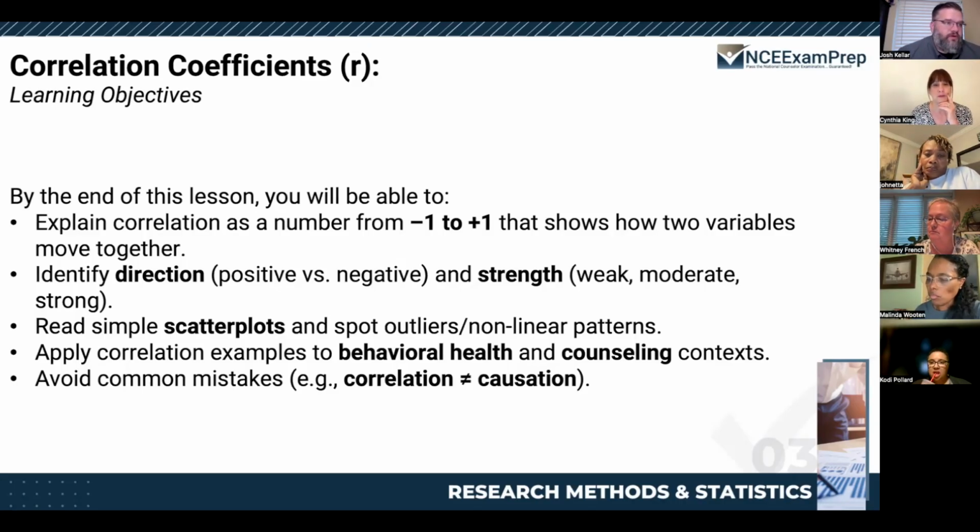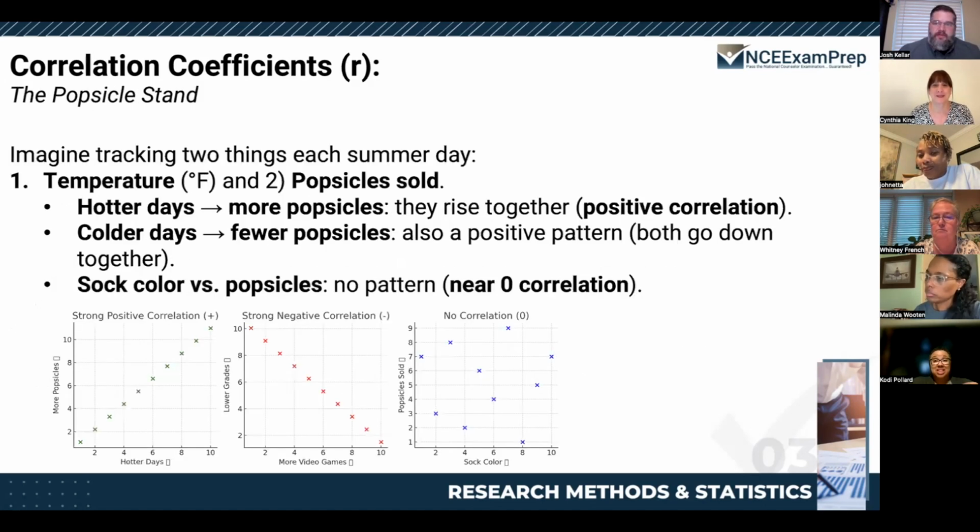Okay, so those are the goals for tonight. All right. I was trying to think of a way of explaining correlation coefficients that makes sense. And I have to kind of think like I'm talking to my son who's a fifth grader. How would I explain this to him? Okay, so imagine you're doing a popsicle stand. And you're trying to track two things in order to anticipate how many popsicles you're going to sell. So we're tracking the temperature, how hot it is outside, as well as the number of popsicles that we're selling. On hotter days, we sell more popsicles.